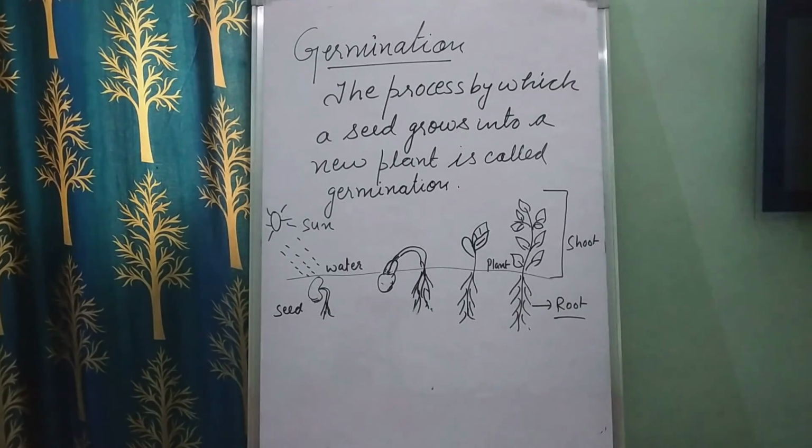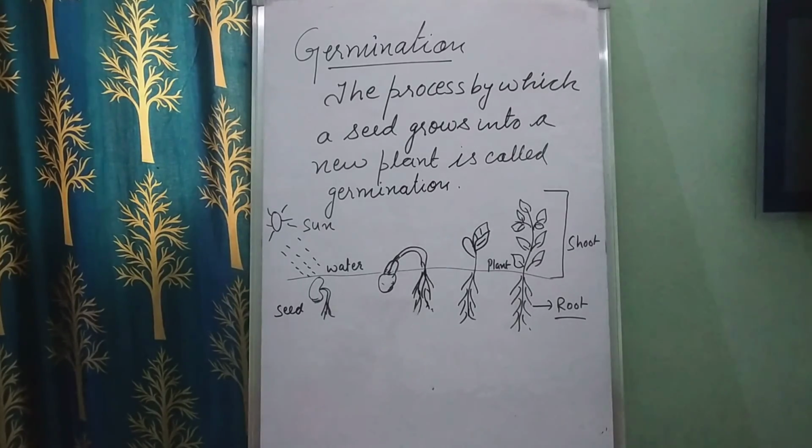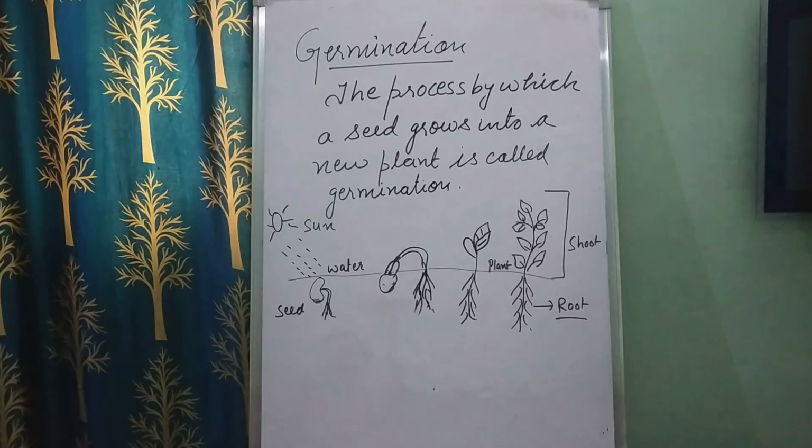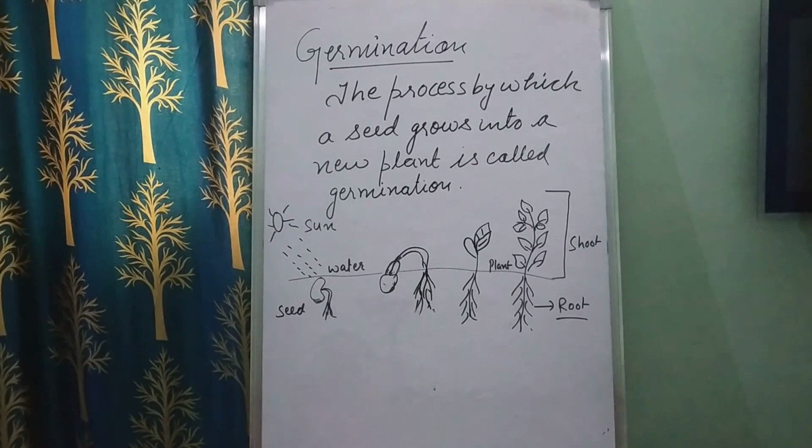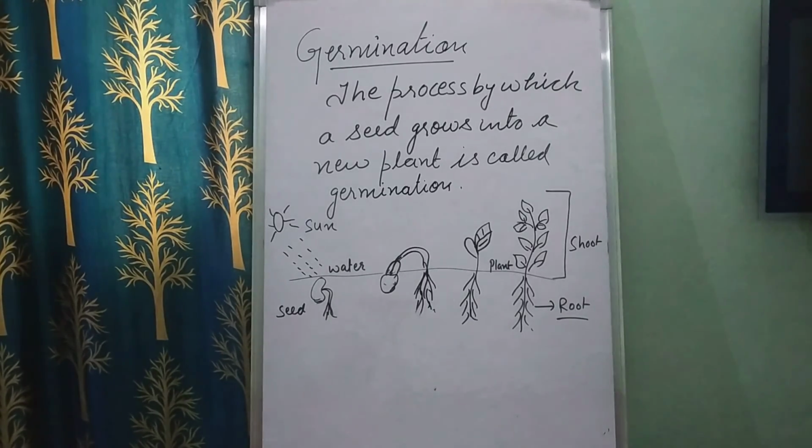Children, in this chapter we have learned that the plant has two parts, root and shoot. Two main roots we have learned, taproot and fibrous root, and we have learned the functions of the root, stems, leaves. And one more thing we have learned about is the different stages of germination.